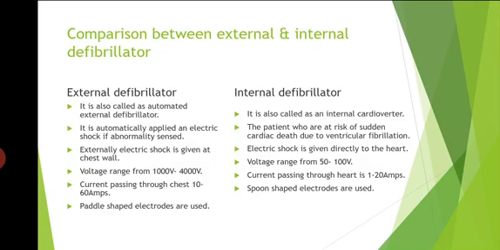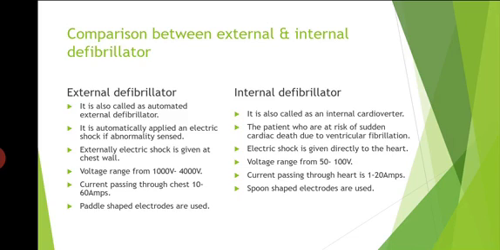Now we will see the comparison between external and internal defibrillator. This comparison you are getting for 5 marks. The external defibrillator is also called an automated external defibrillator. The internal one is also called an implantable cardioverter. The external one automatically applies an electric shock if an abnormality is sensed. The internal one is for patients who are at risk of sudden cardiac death due to ventricular fibrillation.